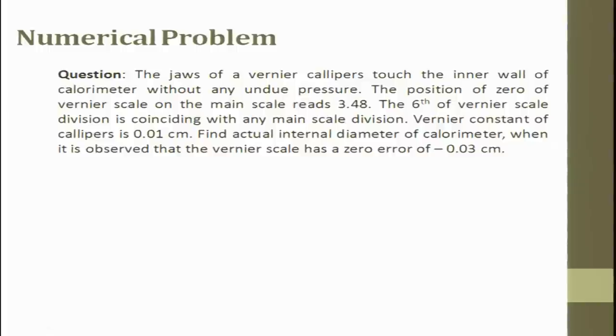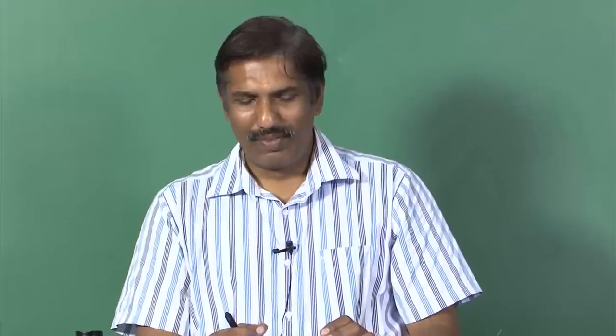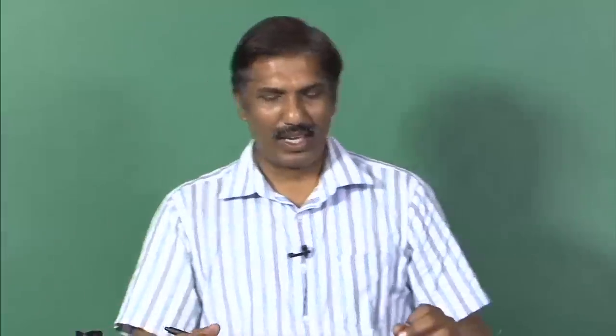A jaw of a vernier caliper touches the inner wall of a calorimeter without any undue pressure. And by the way, when you use all these instruments, make sure that you don't apply tremendous pressure. That is why in a screw gauge, after the shaft is put inside, we start rotating the screw, and later when we rotate the vernier screw head, we just wait for the click sound, because the click sound will apply uniform pressure on the cylindrical component.